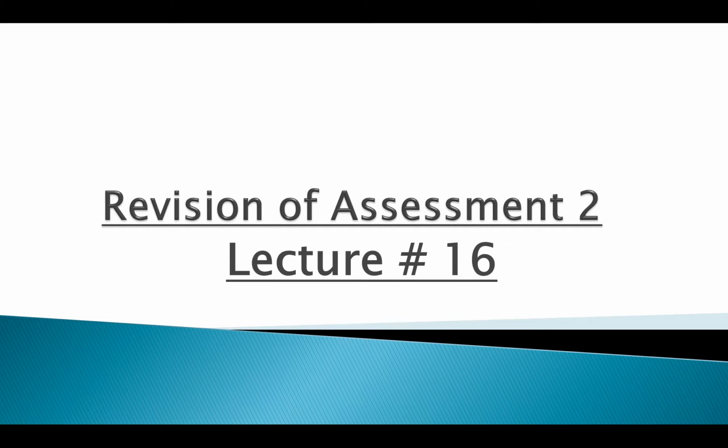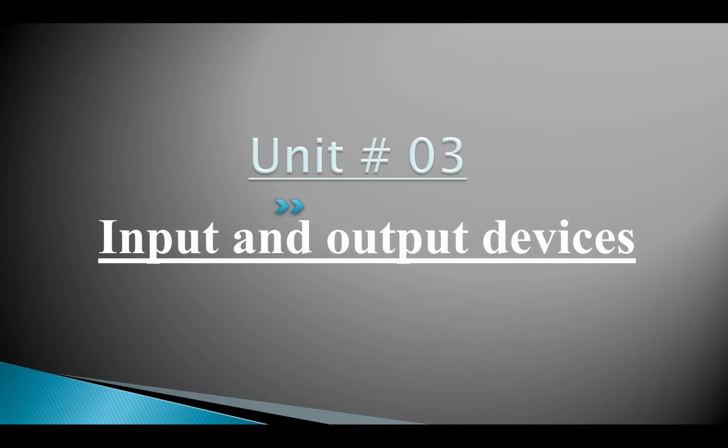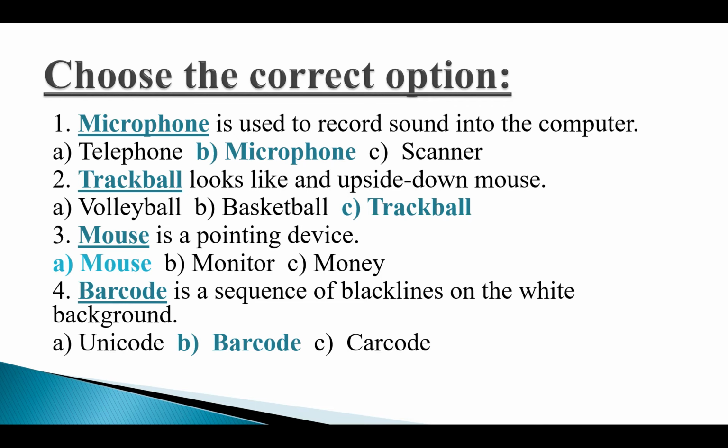Today I will teach you computer science of grade 4. So it's review time. Today we are going to revise chapter number 3, that is about input and output devices. So we are going to start. Well, first one is choose the correct option.